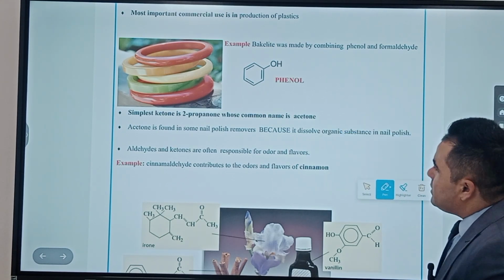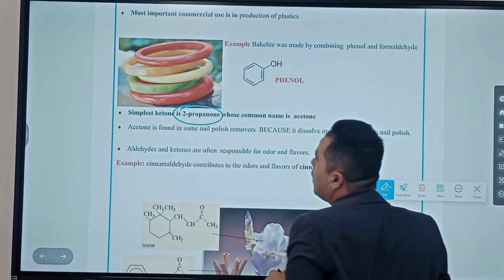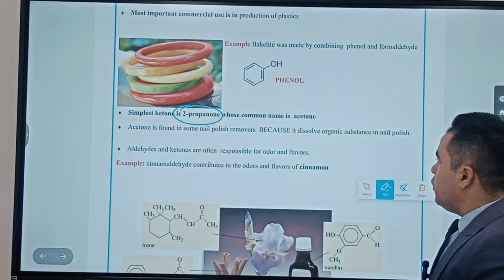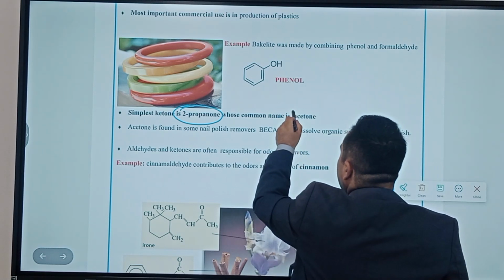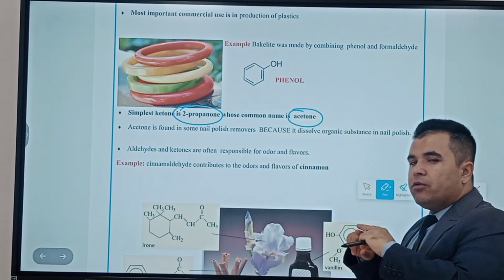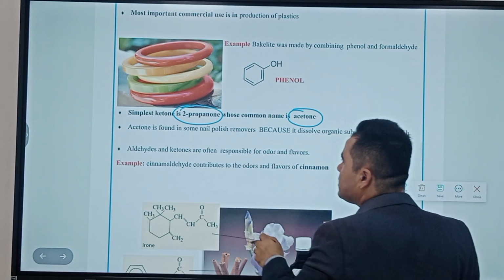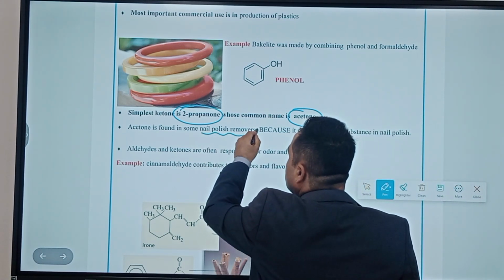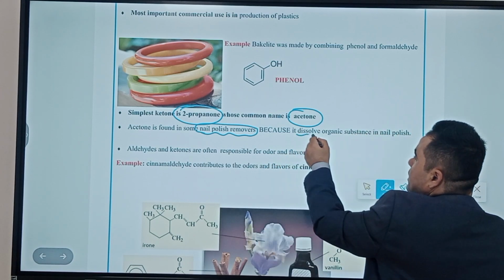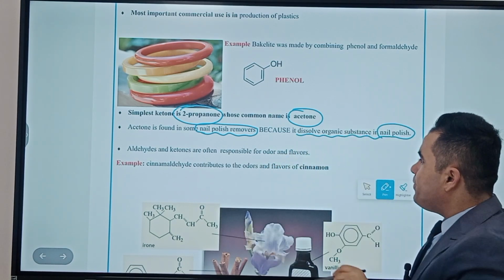The simplest ketone, guys, is 2-propanone, whose common name is acetone. Acetone is commonly used for removing nail polish. Acetone is found in some nail polish removers because it dissolves organic substances in nail polish.